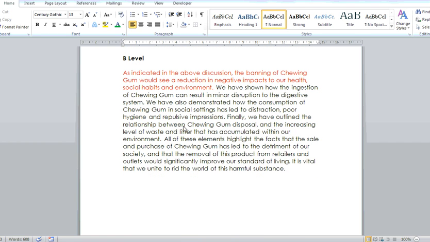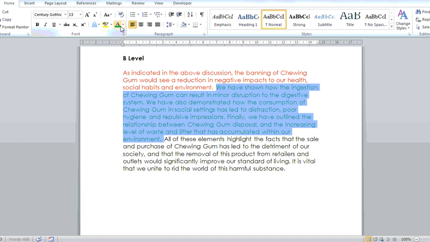In the B level, we've done a similar thing, but as you can probably guess, we've actually this time gone through and explained in more detail what each paragraph was about. This paragraph says, we have shown how the ingestion of chewing gum can result in minor disruption to the digestive system. So rather than simply saying chewing gum has a negative impact on health, we've actually gone right back to the guts of the example and the point that we were looking to make in that first paragraph, and we've summed it up a little bit more specifically.